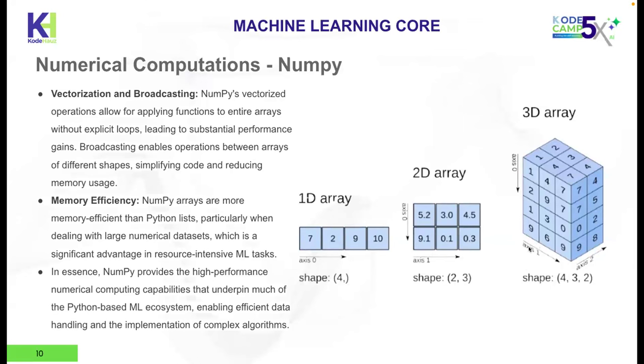Axis 1 has 1, 2, 3. So that's why it has 3. And then axis 2 has 1, 2. So that's 4, 3, 2. And this forms a shape that looks like a cube. We call it a tensor, right?